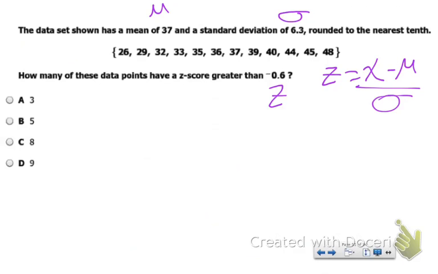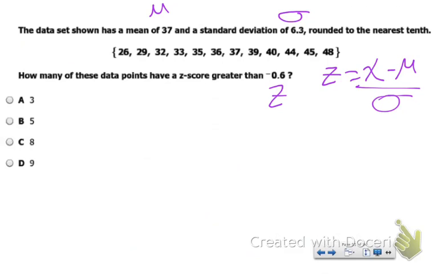Alright, one approach to this problem would be to go through and find the z-score for every single element. That would take a long time. So I think the easier way to do it is to find a cutoff point. Because if you can find the element that would have a z-score of negative 0.6, you could draw a line and then count how many are greater than that. Because remember, z-scores, if they're negative, that means they fall below the mean, and if they're positive, they fall above the mean. So since these data points are already in order for us, we can just find the cutoff point.